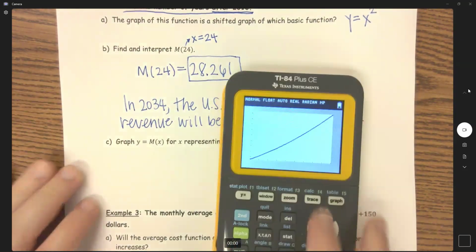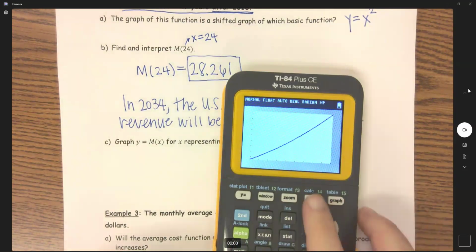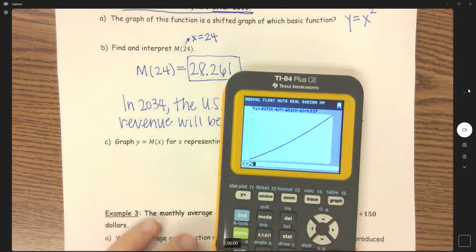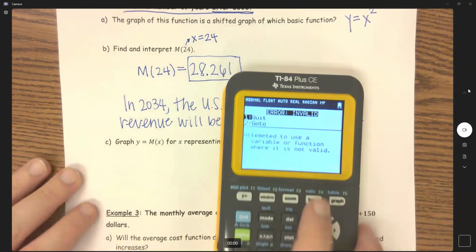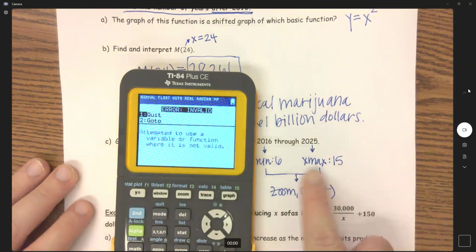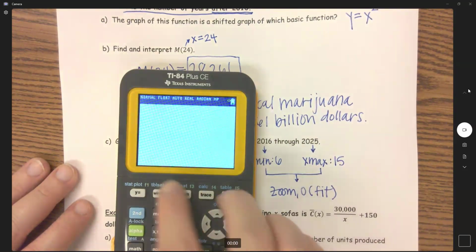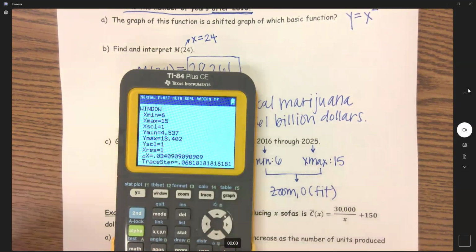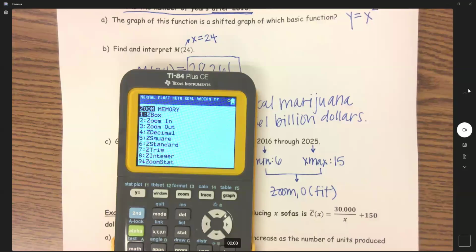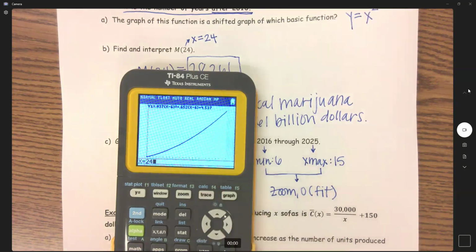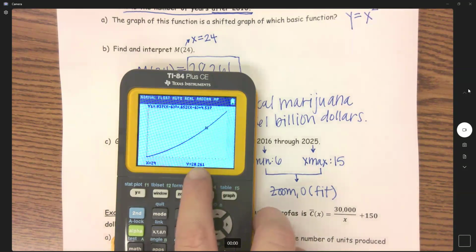using trace. So if I just do trace 24 enter, we are going to get an error because all I did was make my max 15. So I would need to come in here. I'm going to change my max to maybe 30, and I'm going to go zoom 0. And now if I do trace 24, we get that same answer of 28.261.